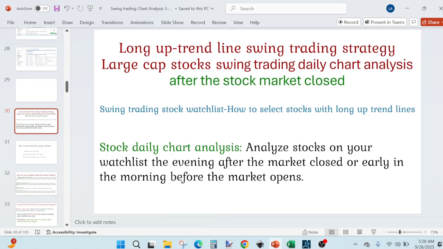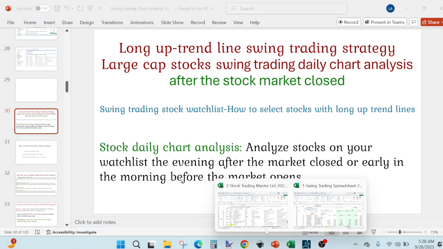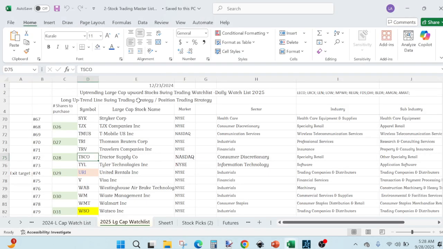Hello, swing trading stocks watch list. How to select stocks with long uptrend lines. Well, we have an example of a watch list here, and it is a 2025 large cap watch list of stocks for us.